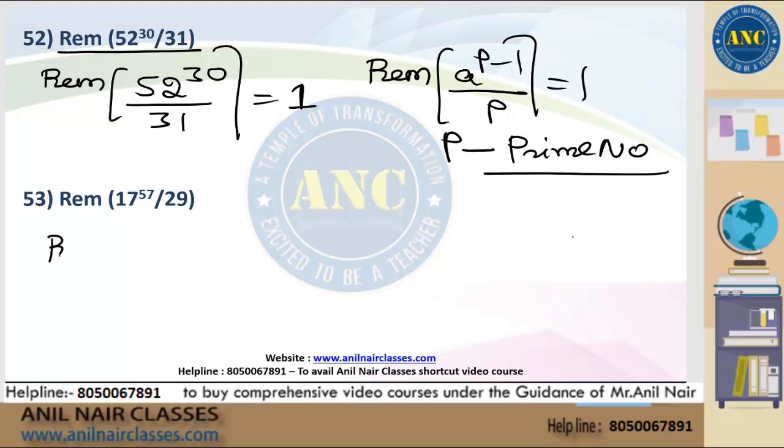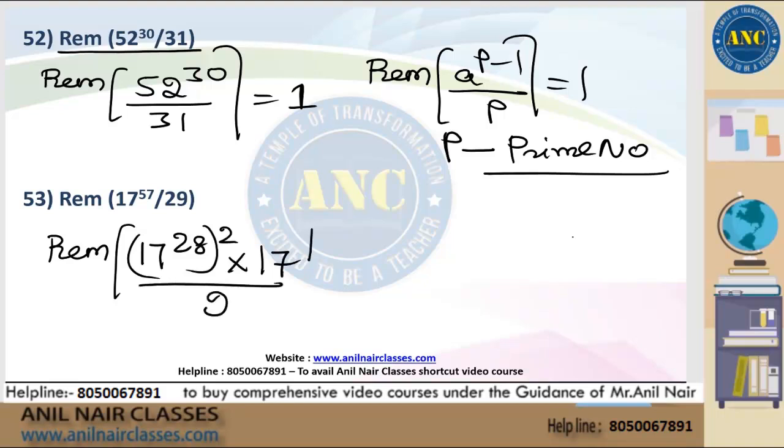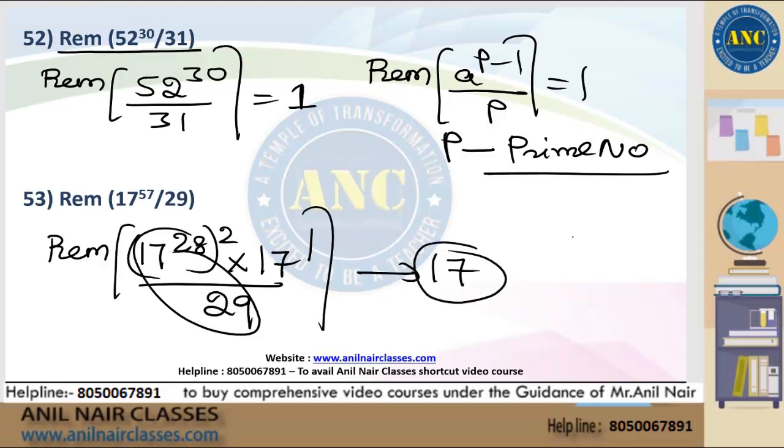Similarly, if it is 29, this will be 28 power 2 into 17 divided by 29. The answer is 17. Idea clear, right? 52 and 53.